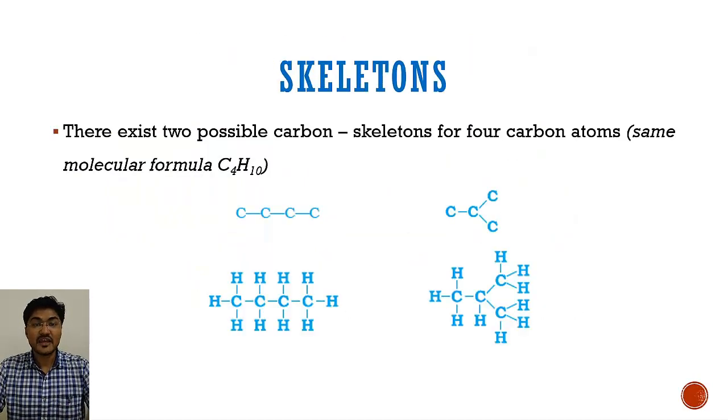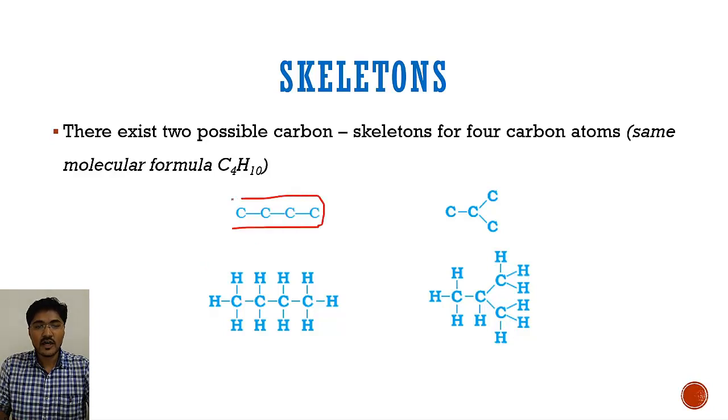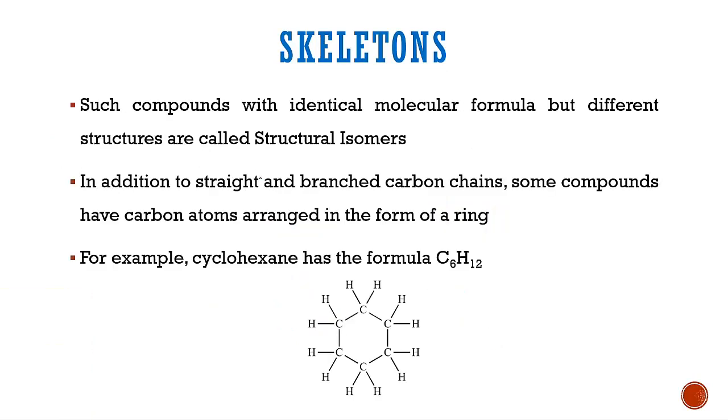So skeleton, there exist 2 possible carbon skeletons for 4 carbons, and this is what they are. So 4 carbons can be arranged in a row, straight chain, or a branched chain. So they are called skeletons. They have the same molecular formula but different structures, and hence their properties will vary. Such compounds with identical molecular formula but different structures are called structural isomers.